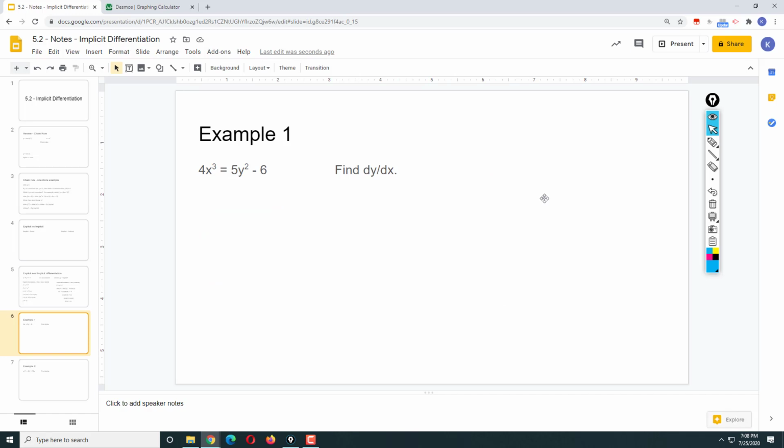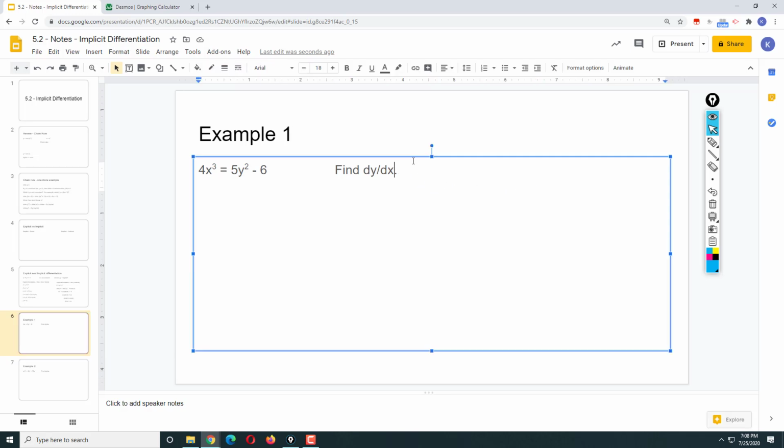Okay. Example 1. So two initial examples. Example 1. 4x cubed equals 5y squared minus 6. We want to find dy over dx. Let's take the derivative of each term with respect to x. So we have the derivative of 4x cubed with respect to x equals the derivative of 5y squared with respect to x minus the derivative of 6 with respect to x.